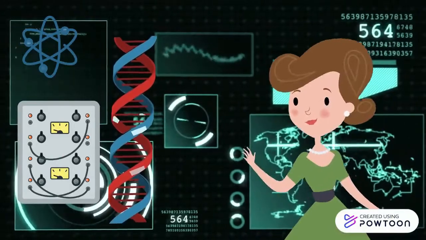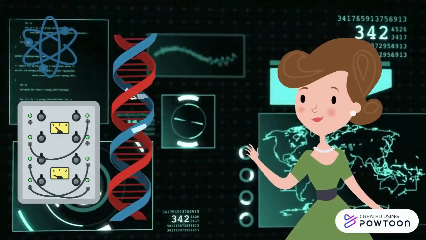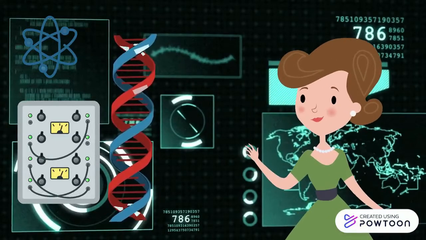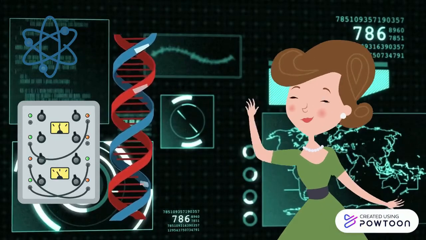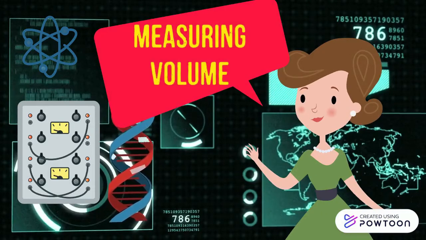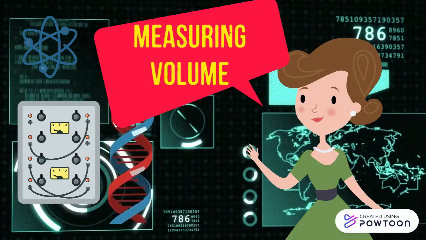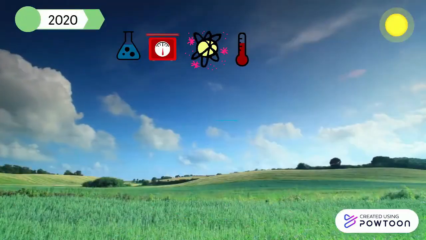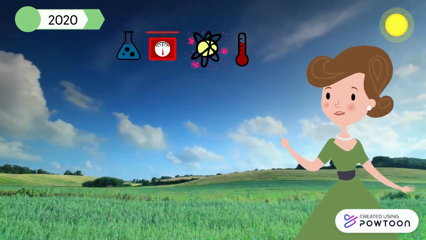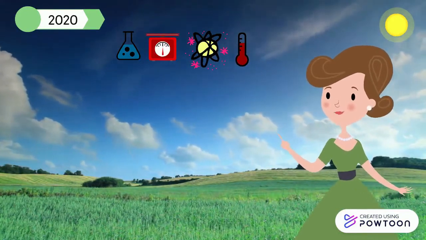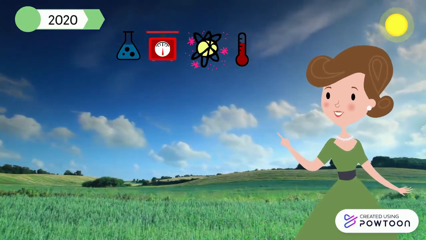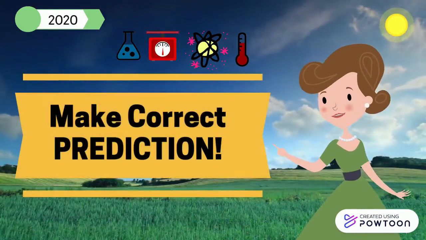Hi guys! Now let's see how much you have learned from our experiment. Again, what experiment did you do today? Alright, it's measuring volume. The activity you have made shows the process of using past observations or data along with other kinds of scientific knowledge to forecast events or relationships, and that is to make correct prediction.